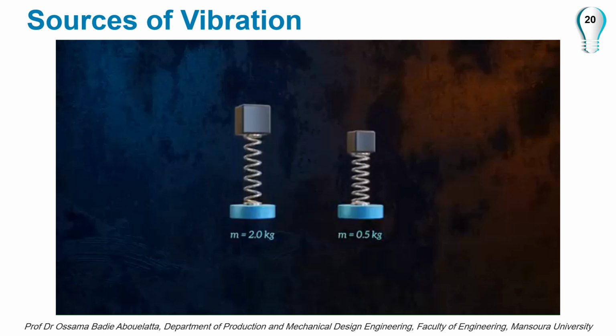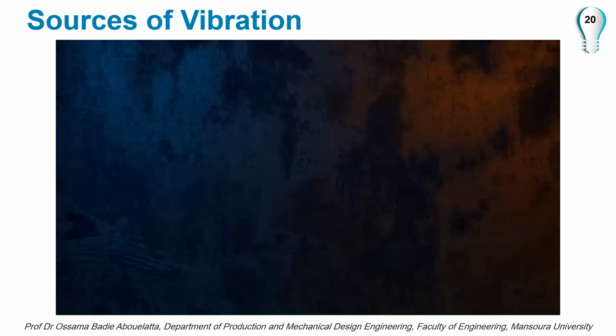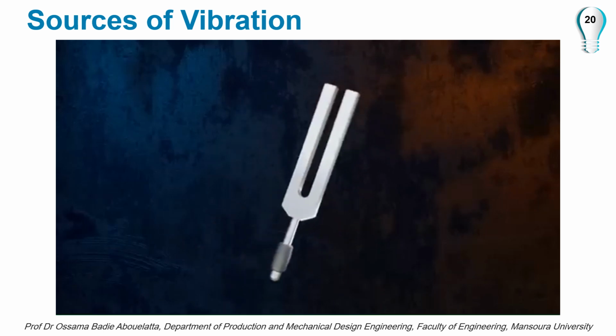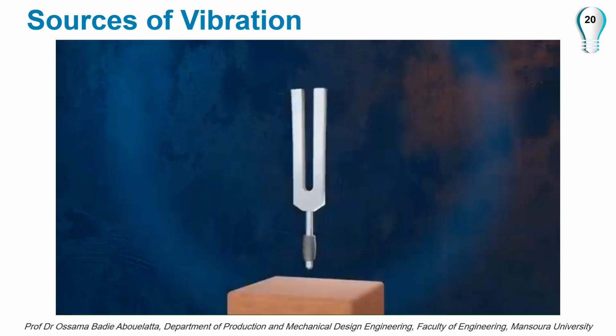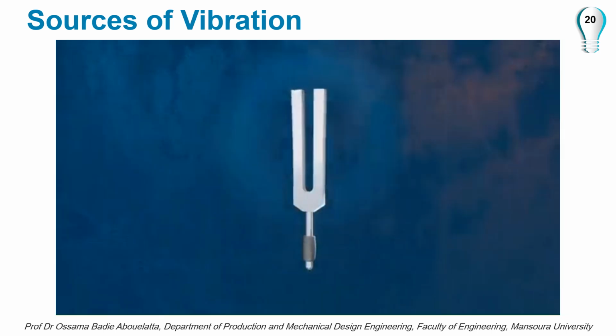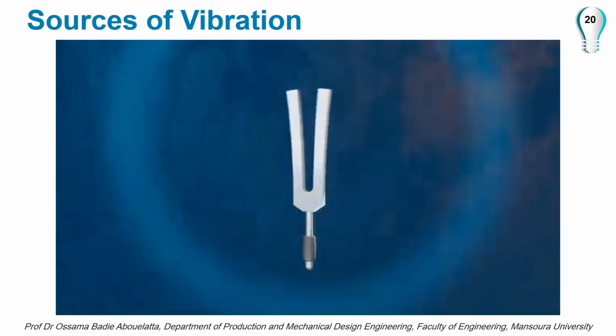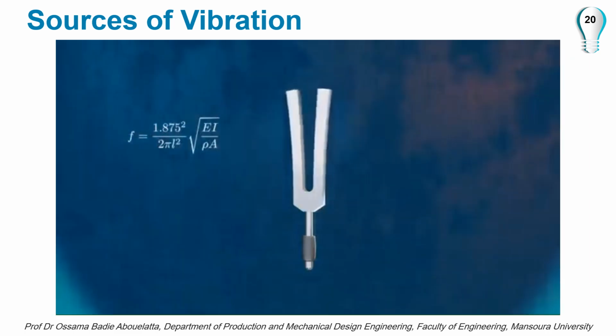A neat demonstration of the natural frequency is the tuning fork. When the fork is struck, it vibrates at its natural frequency, which is much faster than shown here. This causes the air molecules to vibrate at the same frequency, which produces a corresponding tone. By assuming that the prongs behave like cantilever beams in bending, beam theory can be used to derive a formula for the natural frequency of the fork. The density, length, and cross-section of the prongs can be calibrated to obtain the desired tone.